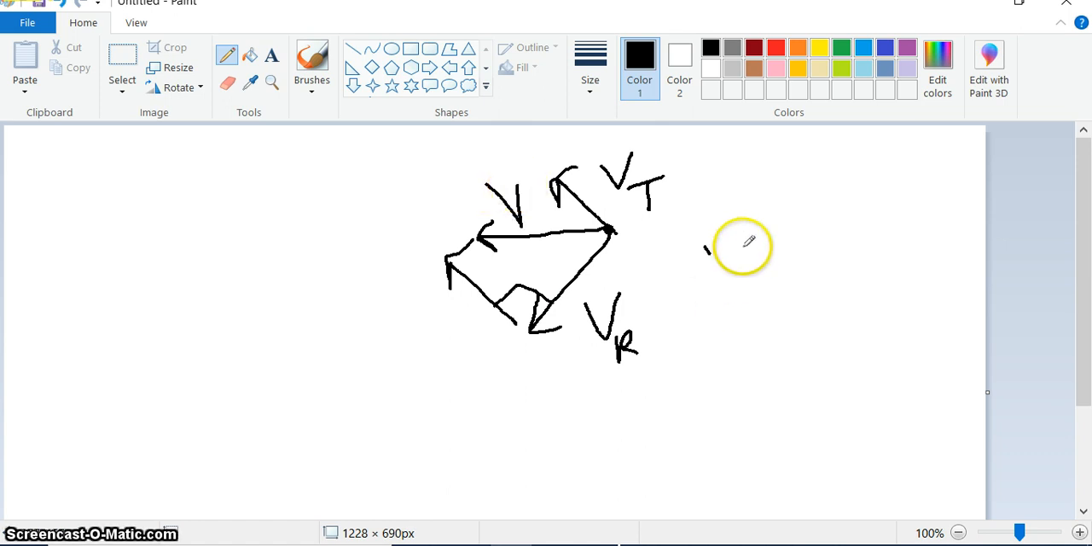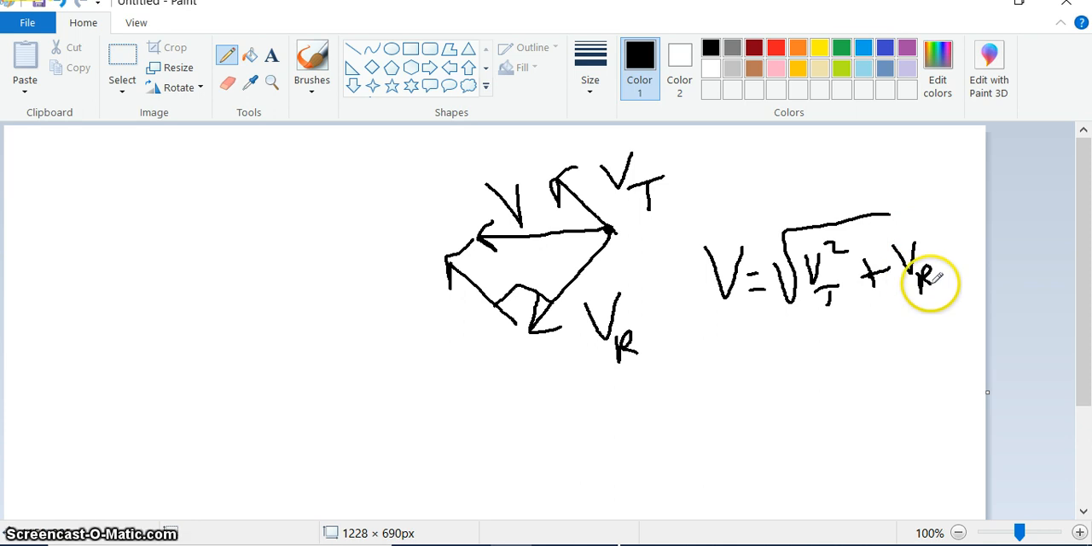And so V, if it's a right triangle, it's very, very simple. Since that's the hypotenuse of a right triangle, V is the square root of V transverse squared plus V radial squared, just because it's the hypotenuse of a right triangle. All right, and so that's the true velocity. That's the thing they say, calculate the magnitude of its three-dimensional velocity relative to the sun.